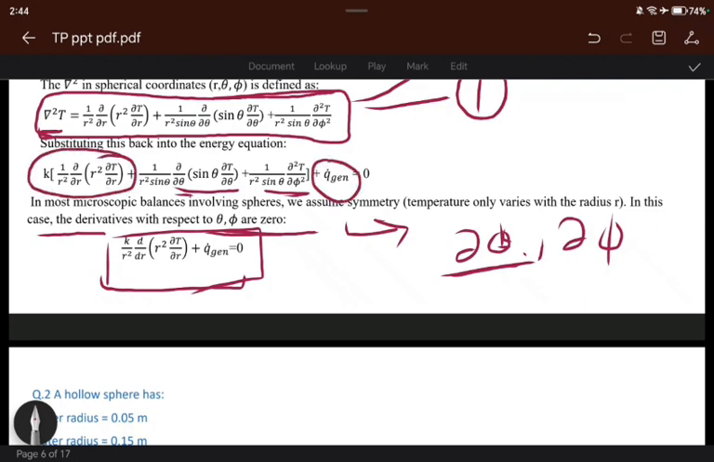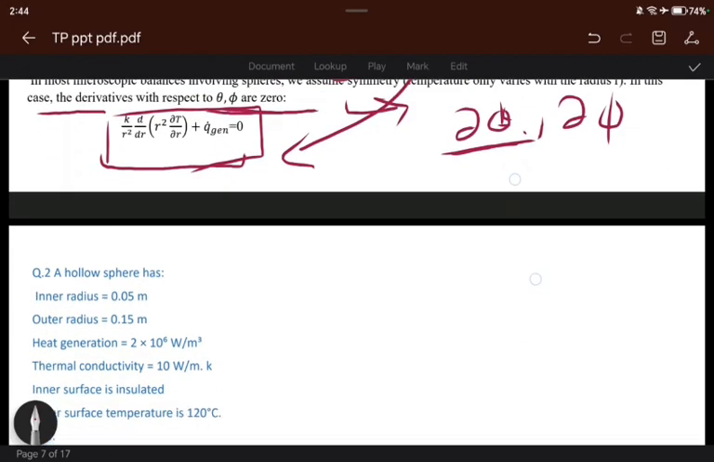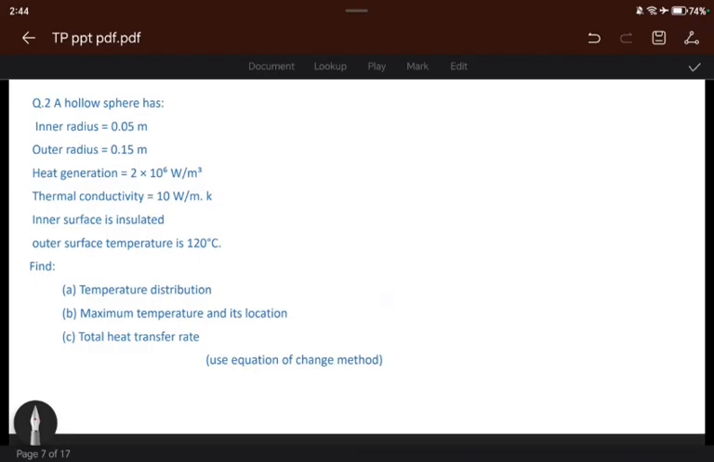So our final equation will look like k by r square d by dr r square delta t by dr plus q generation equal to 0. So here we have done with our derivation of conduction in spherical coordinates with generation. So now we will do numericals on this topic.